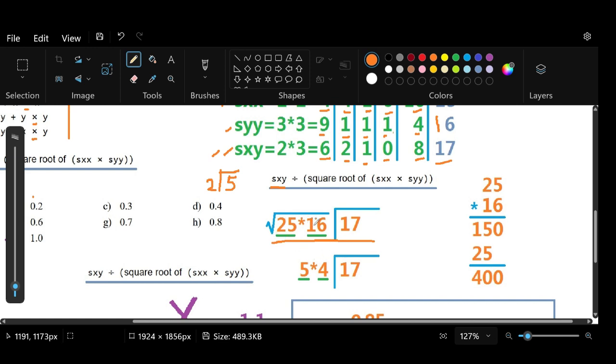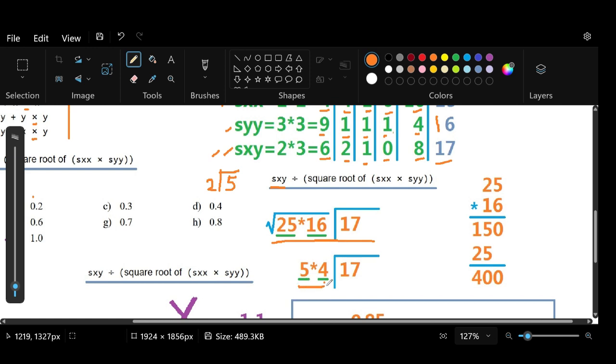And square root is supposed to be, for example, in this case, how do you get 25 if you are to come up with a number that multiplies itself? So in this case, we know that 5 squared, or 5 times 5, gets us 25. And 16, we know, is 4 times 4. So the square root of 16 gives us 4. That's why we get 5 times 4 here.